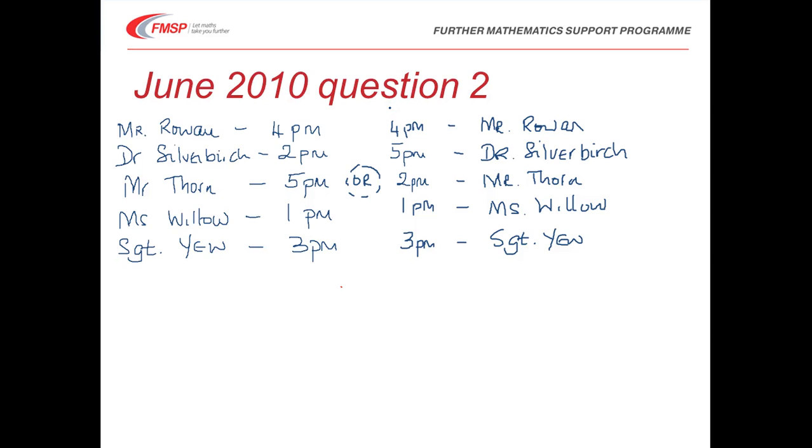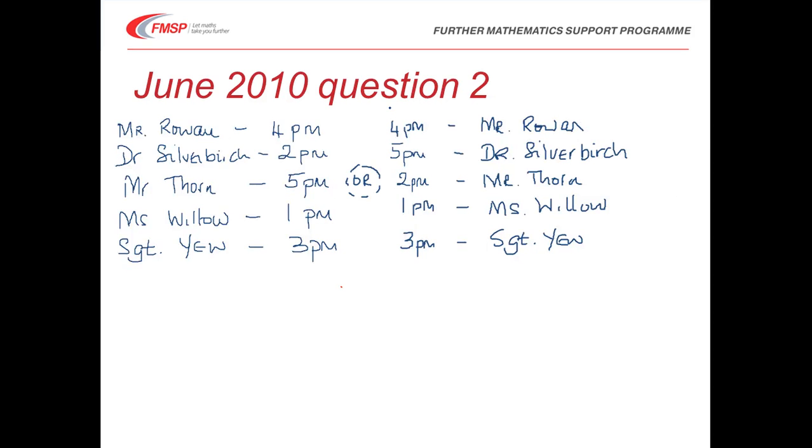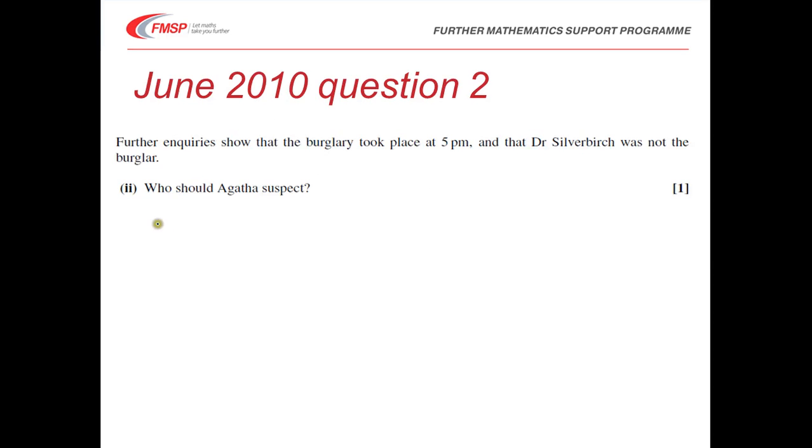And then the last little bit of the question said, further inquiries show that the burglary took place at 5 p.m. and that Dr. Silverbirch was not the burglar. Who should Agatha suspect? So if we go back and see, the other person was Mr. Torn. That is the important bit, and that's 1 mark for writing down Mr. Torn. So, as I say, 10 marks in total for that question. Just make sure that you show all your working carefully.